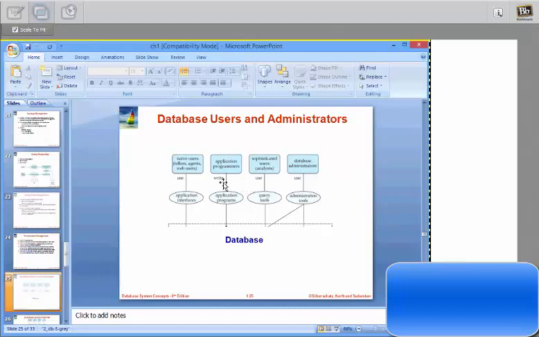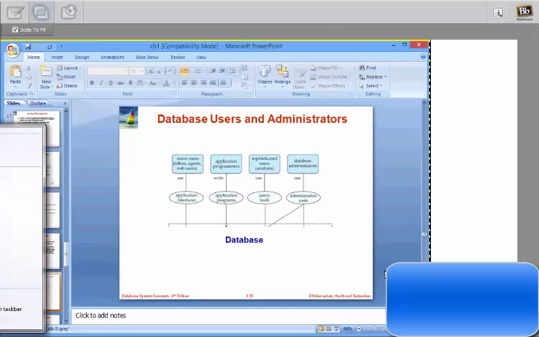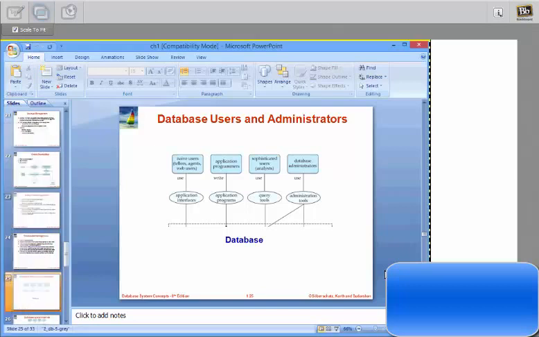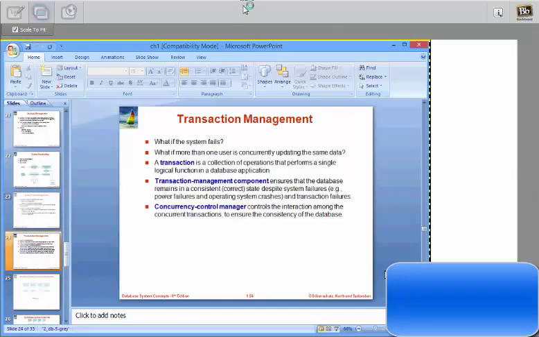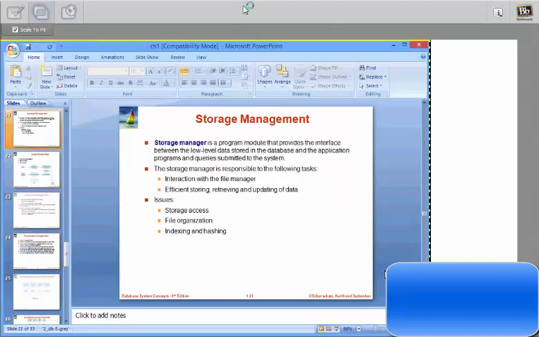So here you can have a question like, what is the purpose of a database administrator? So there are three questions in the form of short answer questions, for these three: database administrator and user, transaction management and storage management. The short answer question for that.